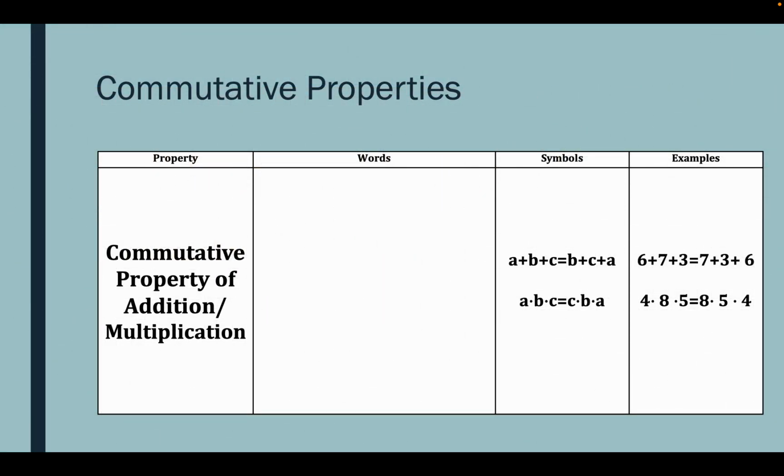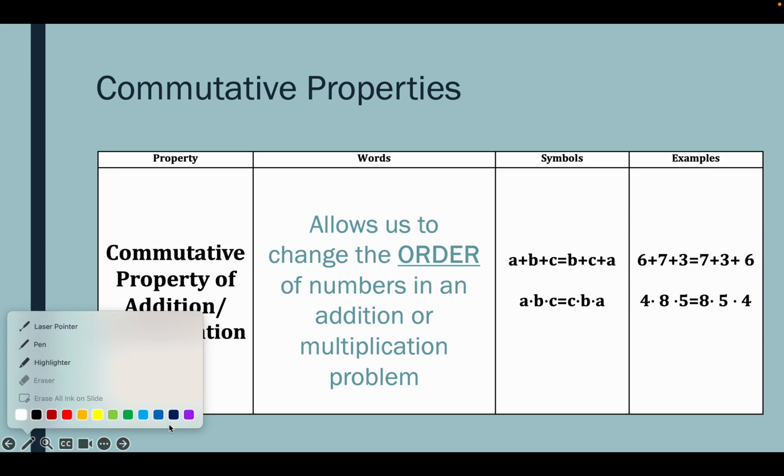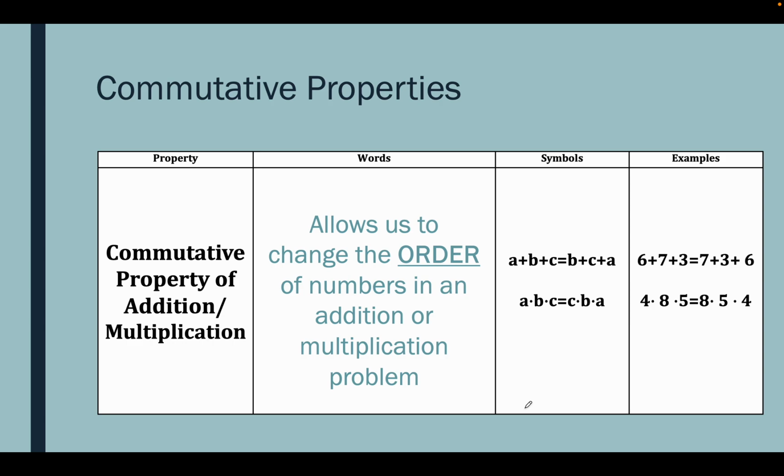The commutative property of addition and multiplication tells us that we are allowed to change the order of the numbers in an addition or multiplication problem to make it easier for us to do mental math, so that we can solve the problem more easily. For example, 6 plus 7 plus 3, we might find it easier to do 7 plus 3 first because that equals 10, and then add 6 to that to get 16.